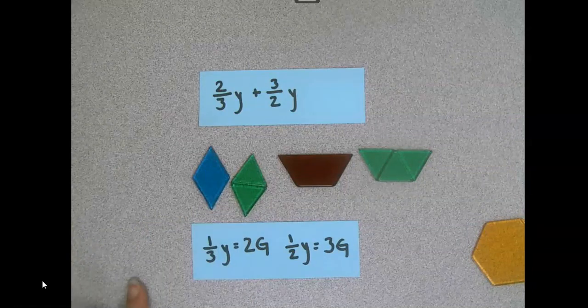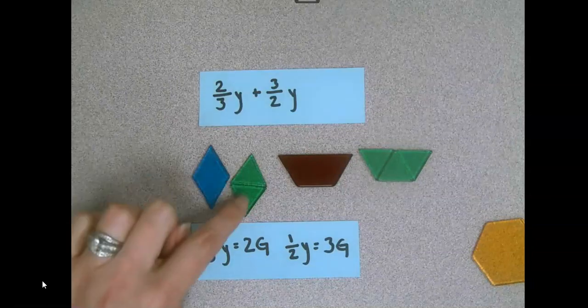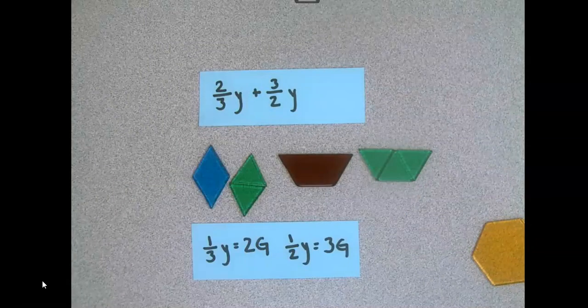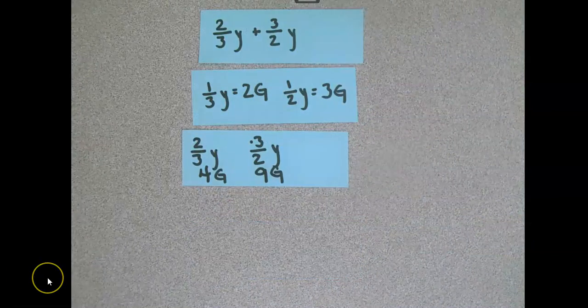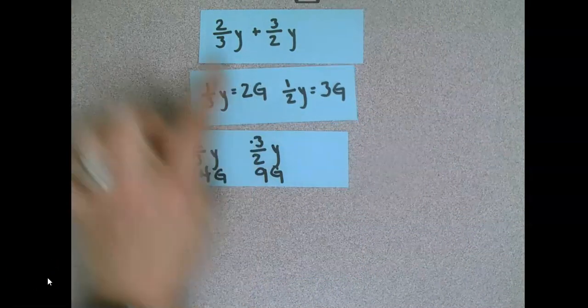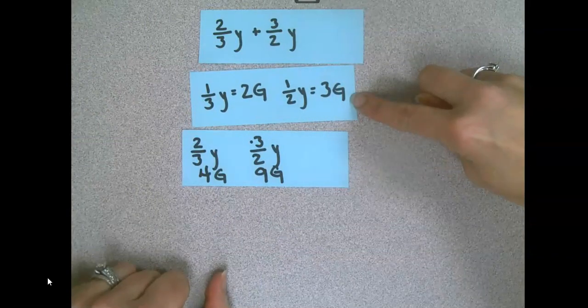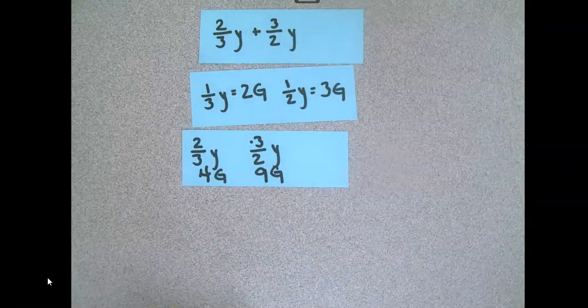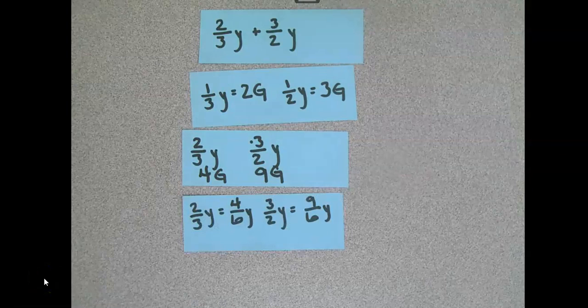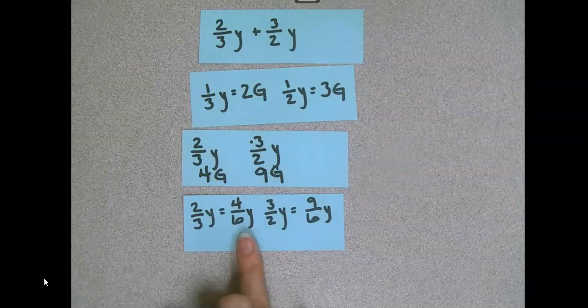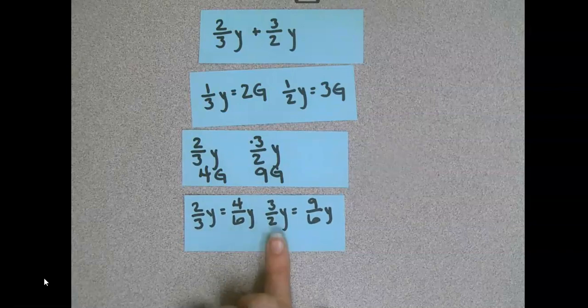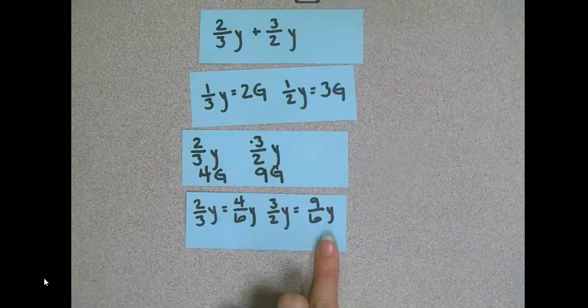So 1/3 y equals 2 greens, and 1/2 y equals 3 greens. Since 1/3 y is equal to 2 greens, 2/3 y would be equal to 4 greens. And since 1/2 of y is equal to 3 greens, 3/2 of y would be equal to 9 greens. If we don't want to represent our fractional values using our letters, we can maintain them as fractions. And so 2/3 y is equivalent to 4/6 y, and 3/2 y is equal to 9/6 y.